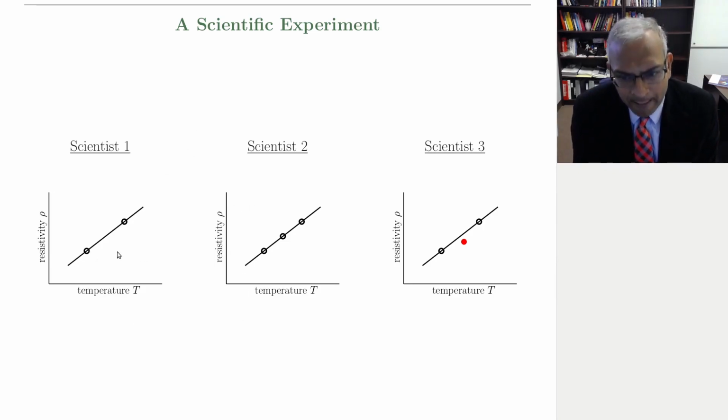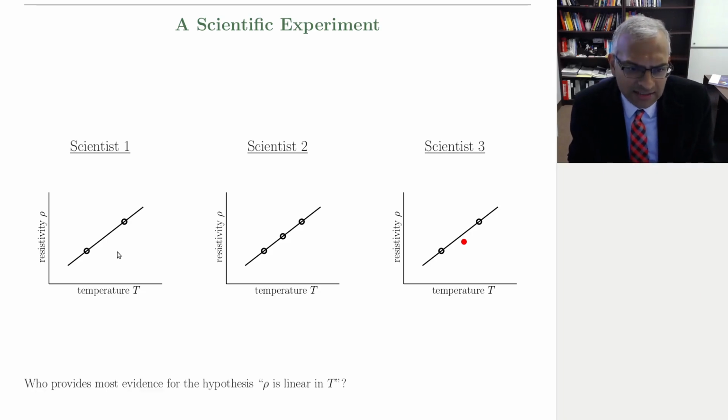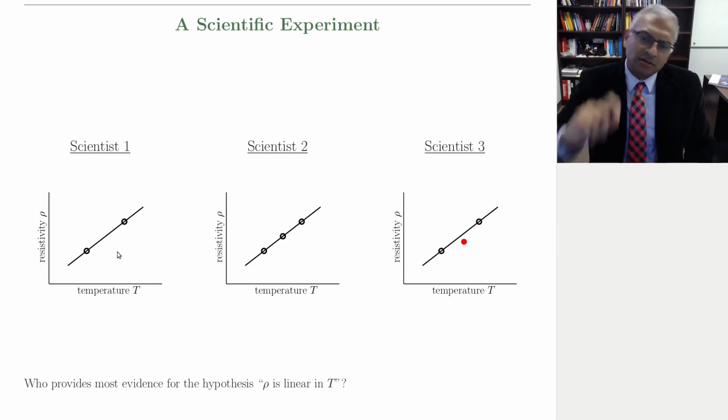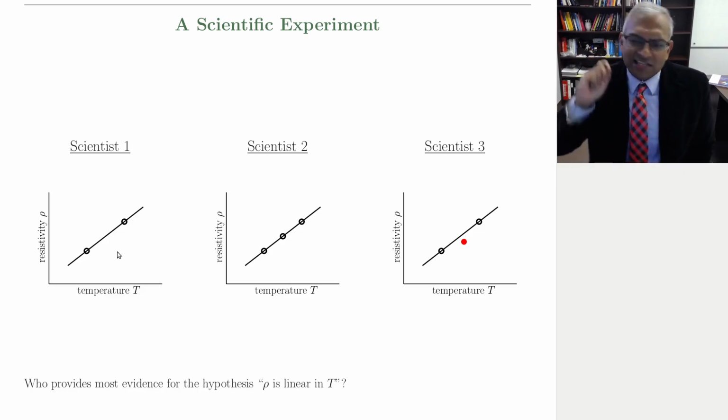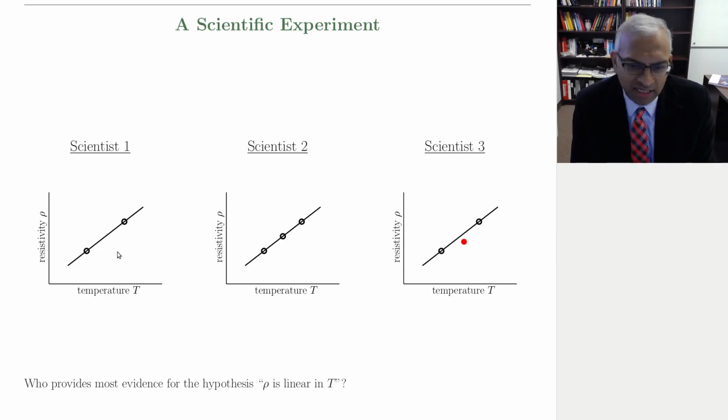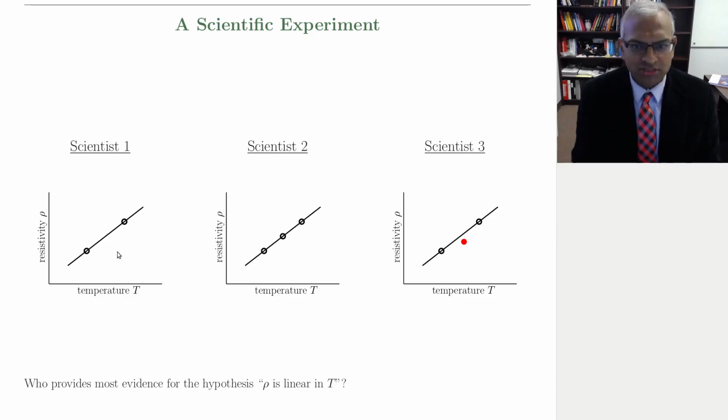The basic question we're going to ask is, which of these scientists has provided the most evidence for the hypothesis that resistivity rho is linear in temperature T? So pause the video and think about this question. Rank the scientists in order of who has supported this theory the most: most, then second most, then third most, and then we will discuss. Pause the video for 1, 2, 3 seconds. If you're coming back and you just want to hear the discussion, here we go.